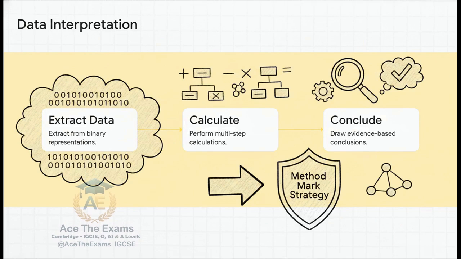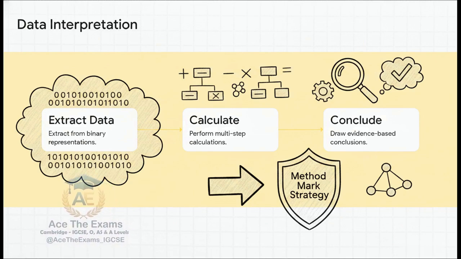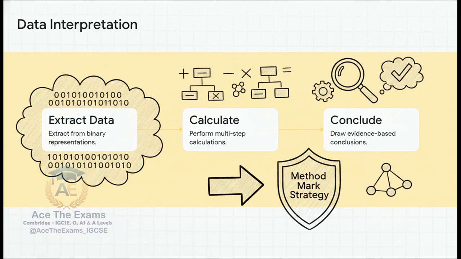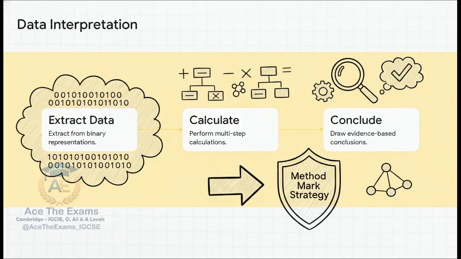Why does this matter? Because examiners use a method mark strategy. They know these multi-step processes are brutal under pressure. Even if Alex messes up the final addition by 1 bit, because the process, the explanation, is so clear, the examiner awards almost all the marks. The evidence of the workflow is what wins the case.